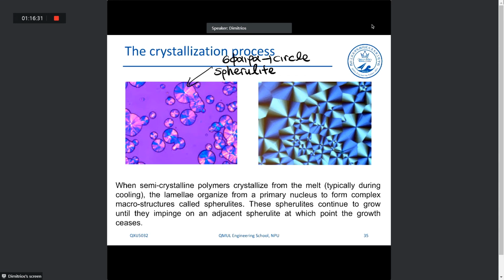In order to grow these, we have nucleation at different points in the sample. And then after nucleation takes place, these are formed and then they grow. And they stop growing when we have impingement. So when we have impingement, which is a situation that looks like that, all spherulites touch against each other, and then we don't have any further growth.